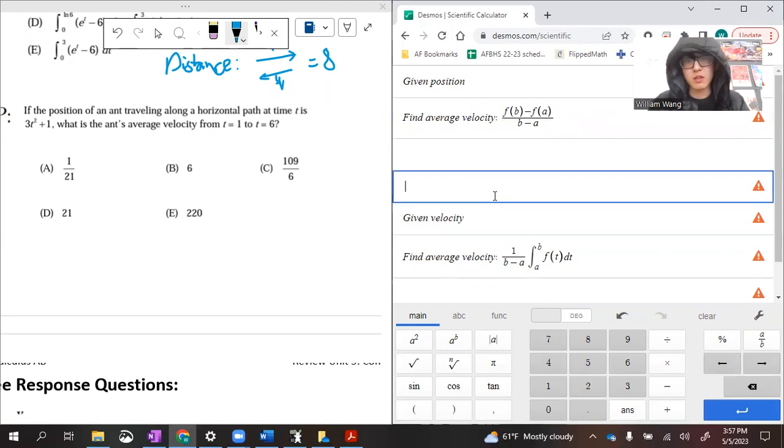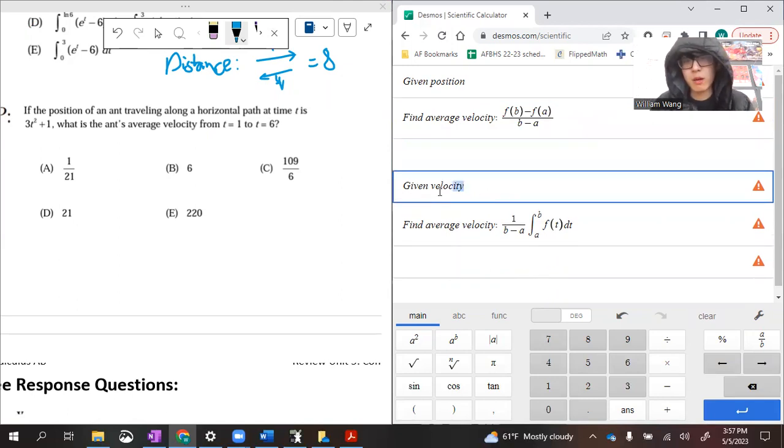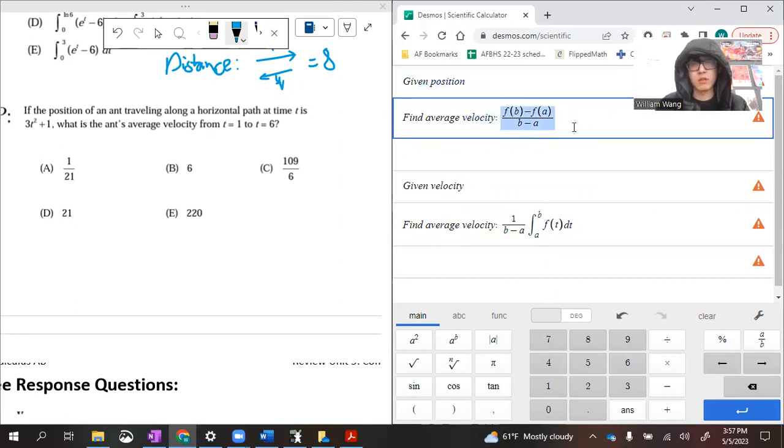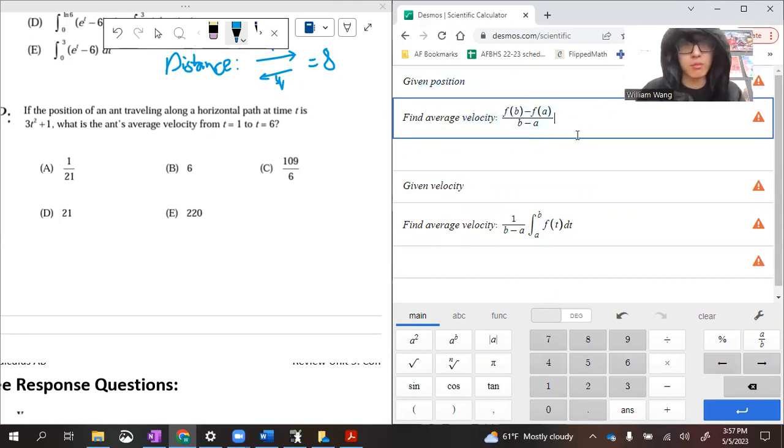So it depends on the function that you're given, right? It makes sense. If I'm given my velocity function, then I just use the average value of that function, which is this equation. If I'm given my position, then to find a velocity, that's the same as finding the average rate of change, because velocity is the rate of change of position. So I'm going to use this equation, basically. F of b minus f of a over b minus a.